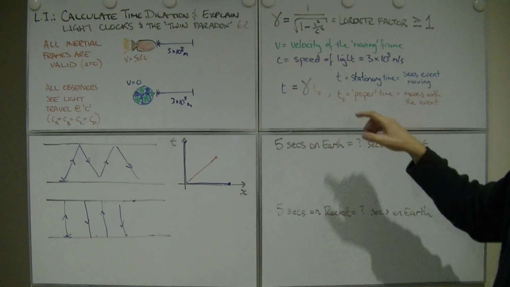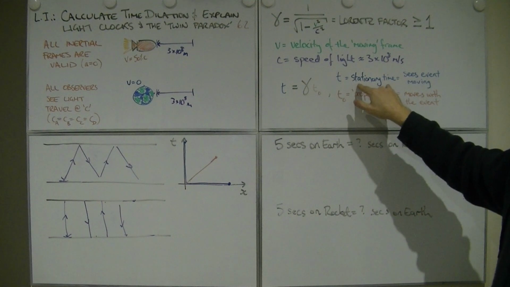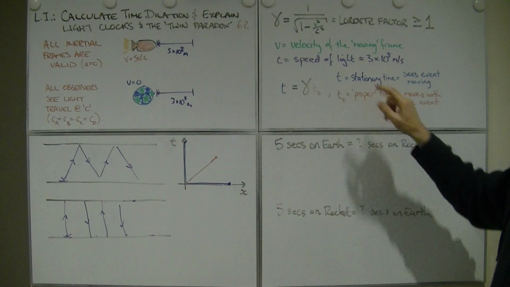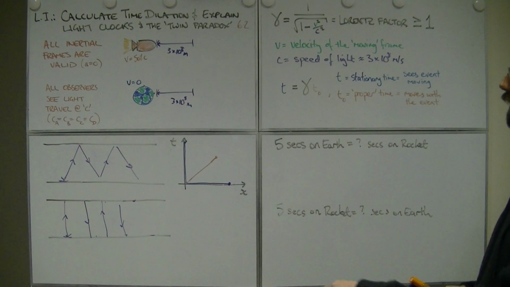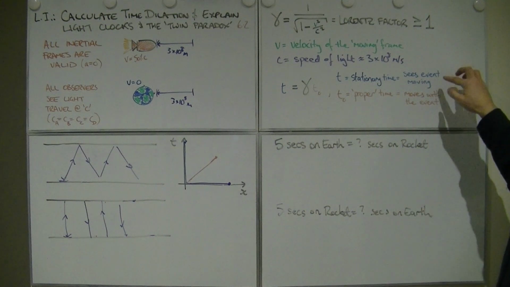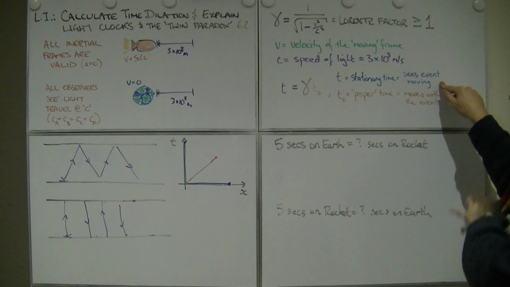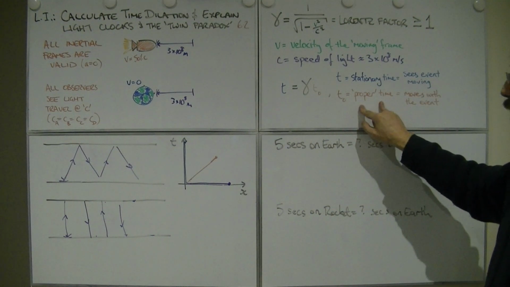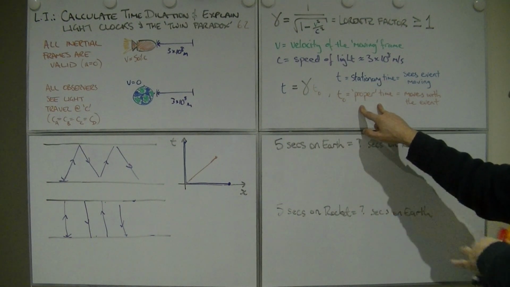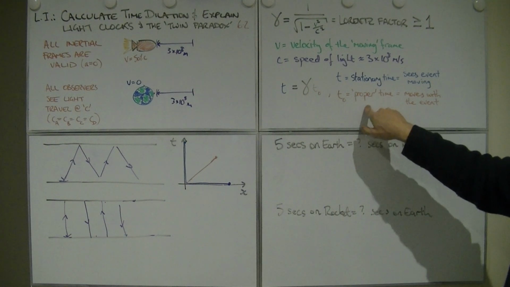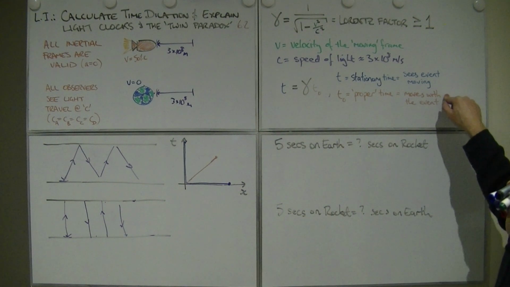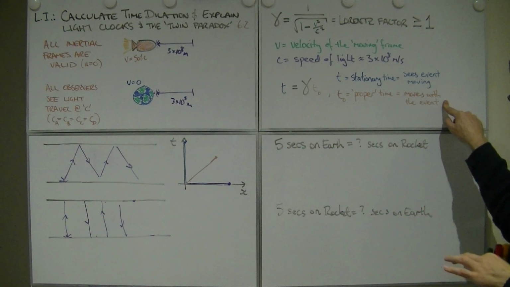Sometimes you'll have primes instead of sub-zeros. Same basic ideas. Okay, so t I'm going to call stationary time. It's for the person that thinks they're stationary and they're seeing the object of interest go past. So they see the event moving. T0 is called the proper time, which is a horrible name because there's no such thing as proper time. It just depends on your perspective. That's the time in the frame of the moving event.